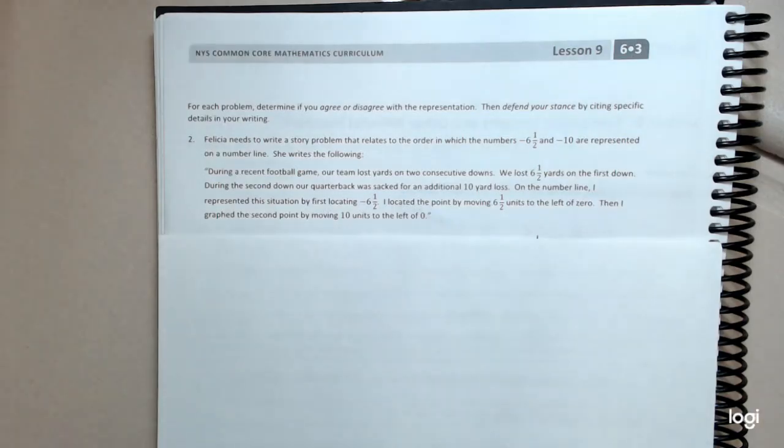Okay, so let's go on to problem number 2. This time we are going to read a scenario and we have to decide whether or not we agree or disagree. So it says for each problem, determine if you agree or disagree with the representation. Then defend your stance by citing specific details in your writing. So let's read this first one here and let's see if we can figure out what we need to do.